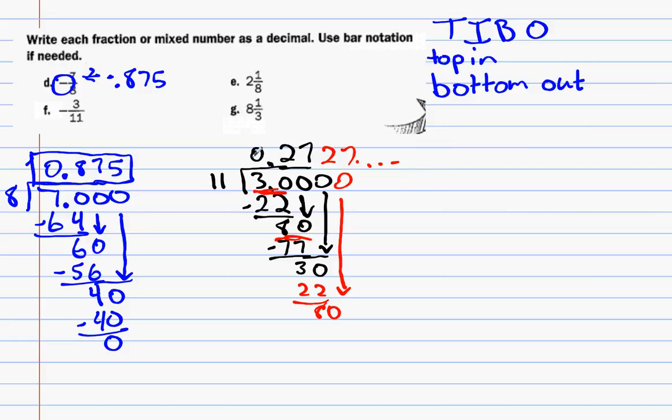So that's it. We stop. We don't have to keep going. Once we see that it's going to repeat, we're essentially done. So our answer, we keep the decimal part, 0.27.